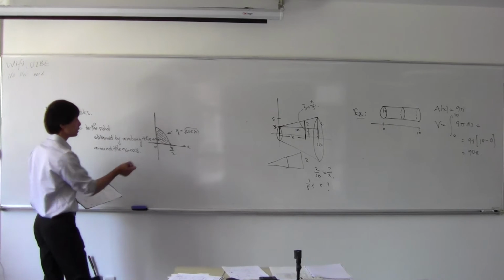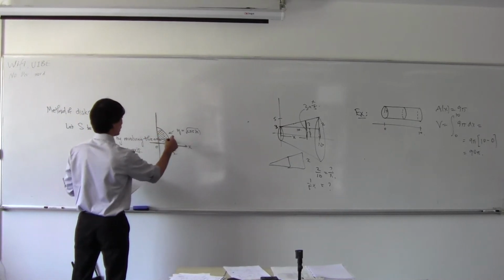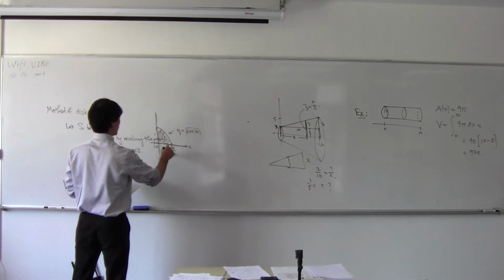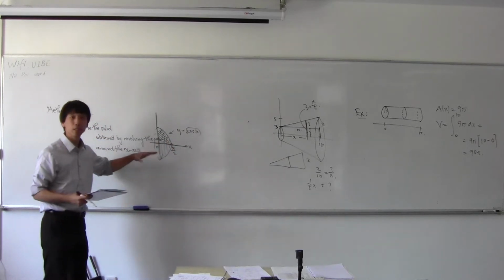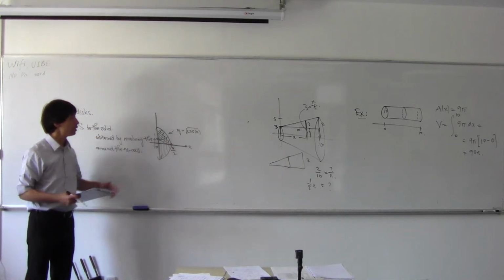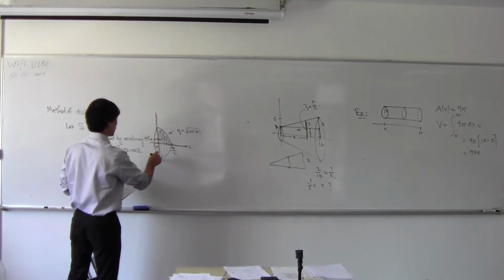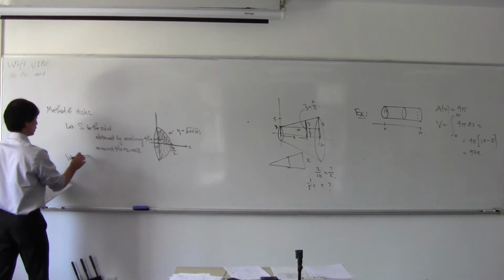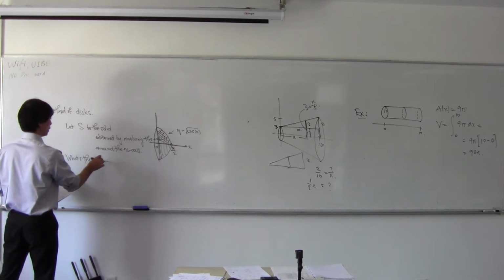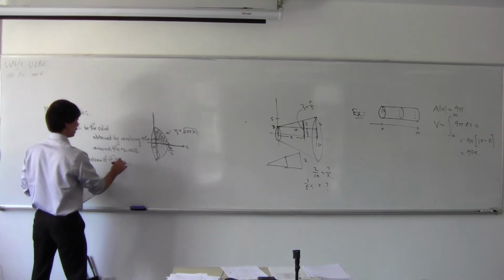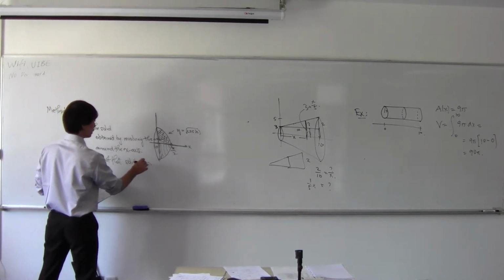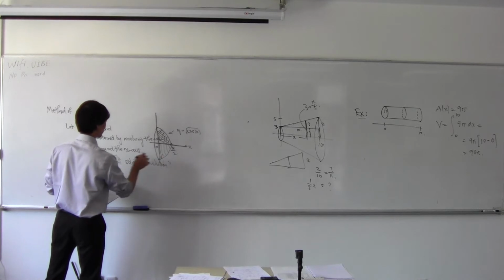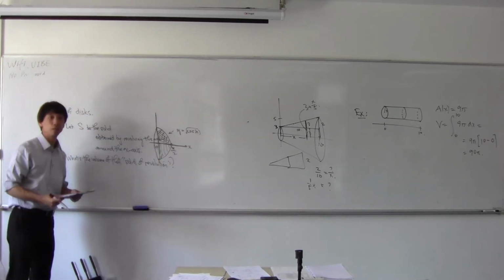Okay. So you take this area, and then you rotate it, right? You spin it around, and you get some sort of solid. And the question is, what's the volume of that solid? What's the volume of that solid of revolution? Okay, so these things are called solids of revolution.